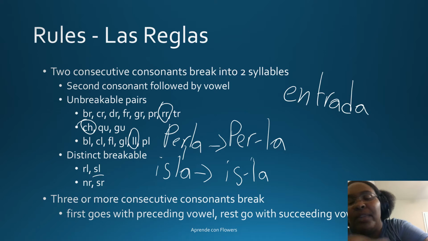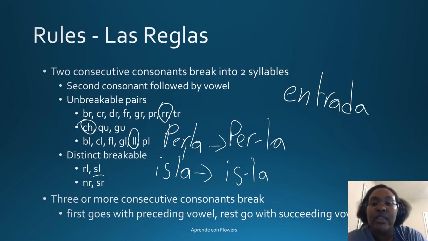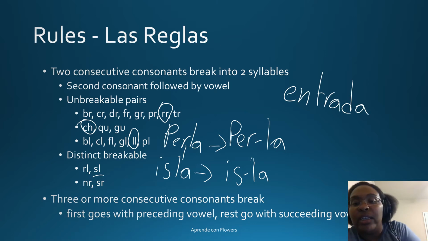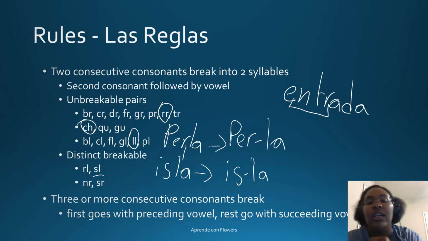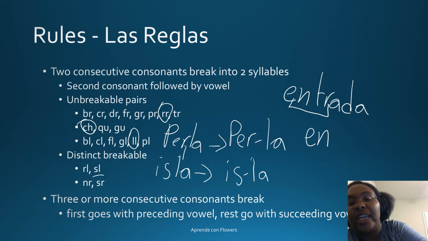entrada, meaning entrance. We see here that there are 3 consonants all together, but that's a mouthful to try to pronounce them all in one syllable. So what we're going to do is break them up. So it says the first consonant is going to go with the preceding vowel, the rest will go with the other. So we have en-tra-da.